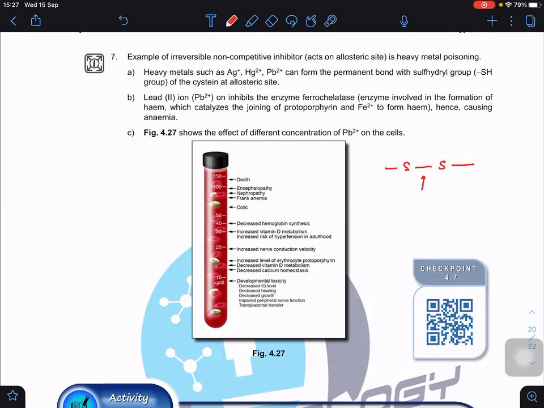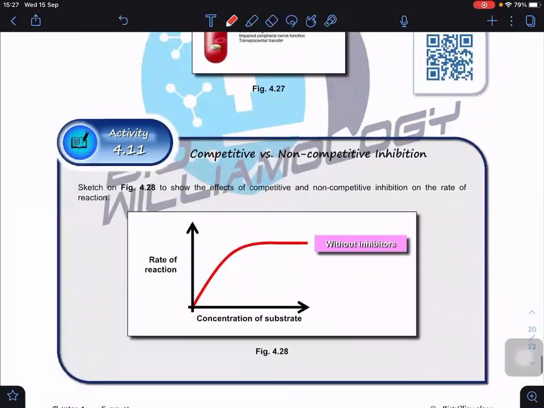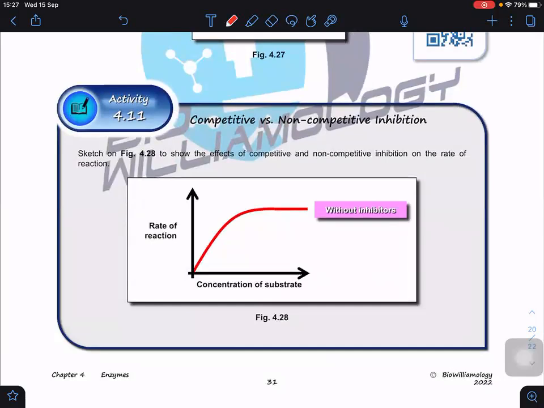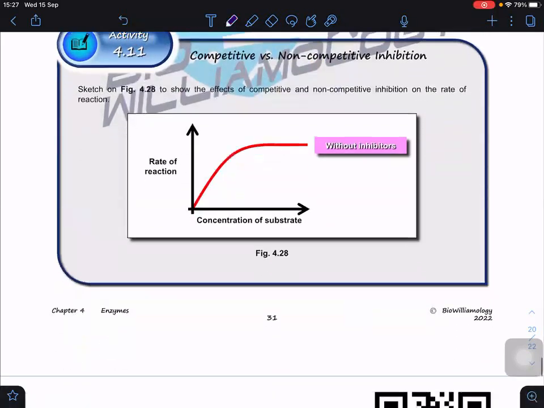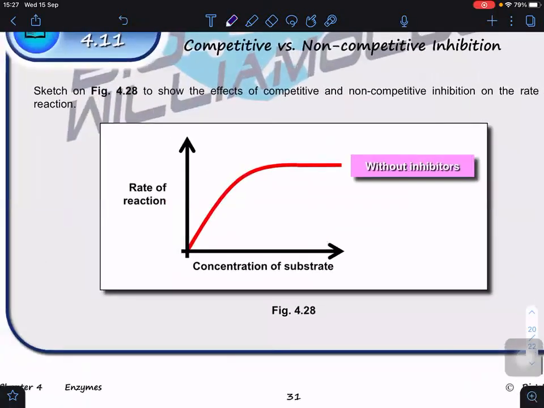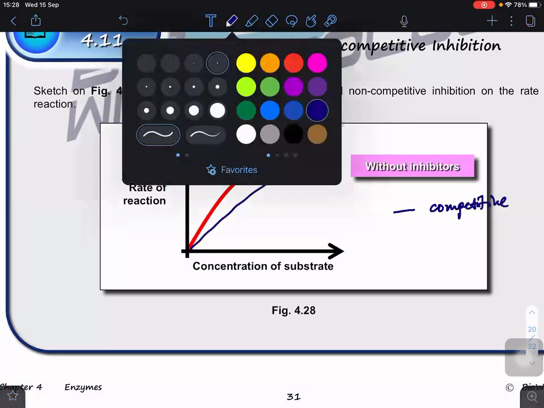Are you clear? Okay. So if you combine all together, now you can plot a graph without inhibitor and with competitive and non-competitive inhibitor. So how do we plot it? First, look at this, enlarge it a bit. With competitive, very simple. You can see that you're going to go up and then reach the Vmax. So the blue line indicates the competitive inhibitor. Non-competitive.